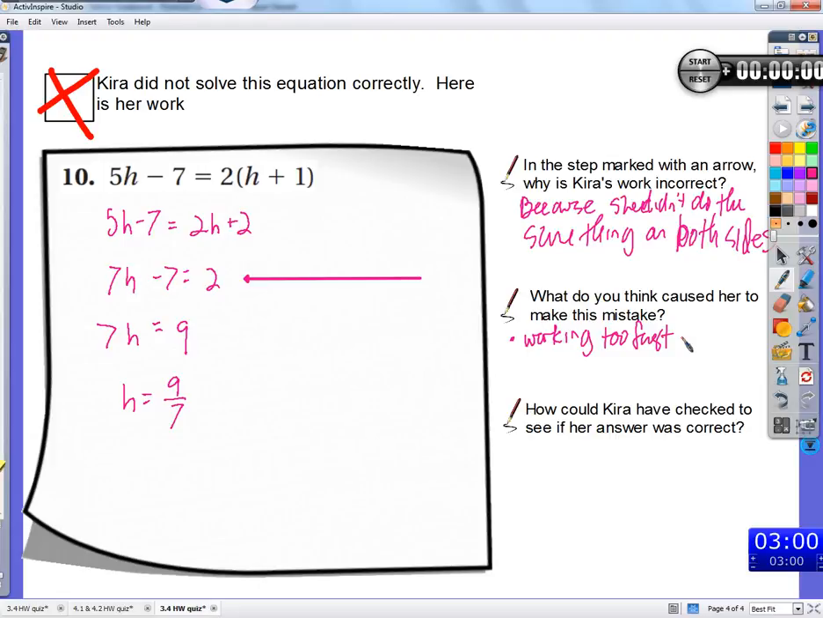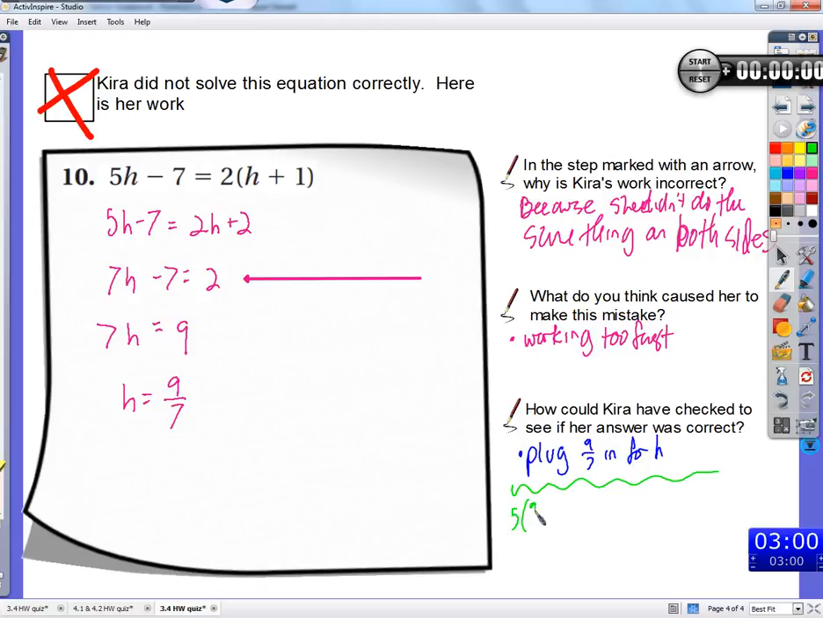So let's say Kira gets all the way done. She's done something incorrect. She didn't realize it. She gets 9/7. How can she see whether or not that was correct? In fact, that's the very definition of a solution. If she found the solution, what she should be able to do is take it and put it in for h, and then both sides should be equal. So what could she have done? Plug 9/7 in for h, which would look like this.